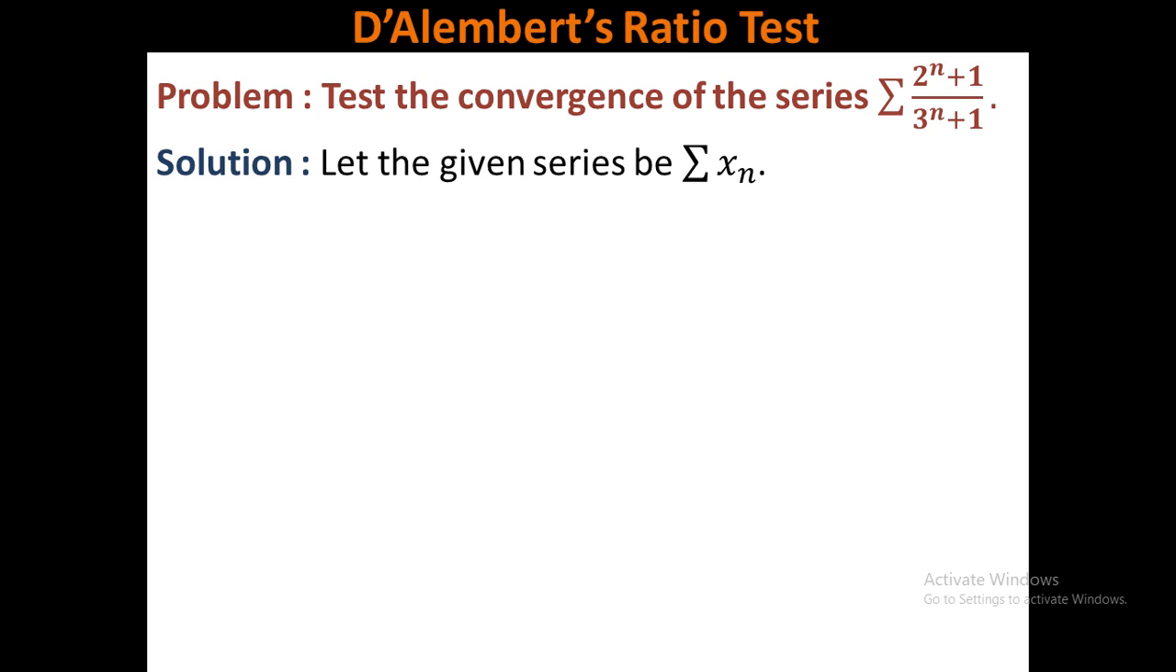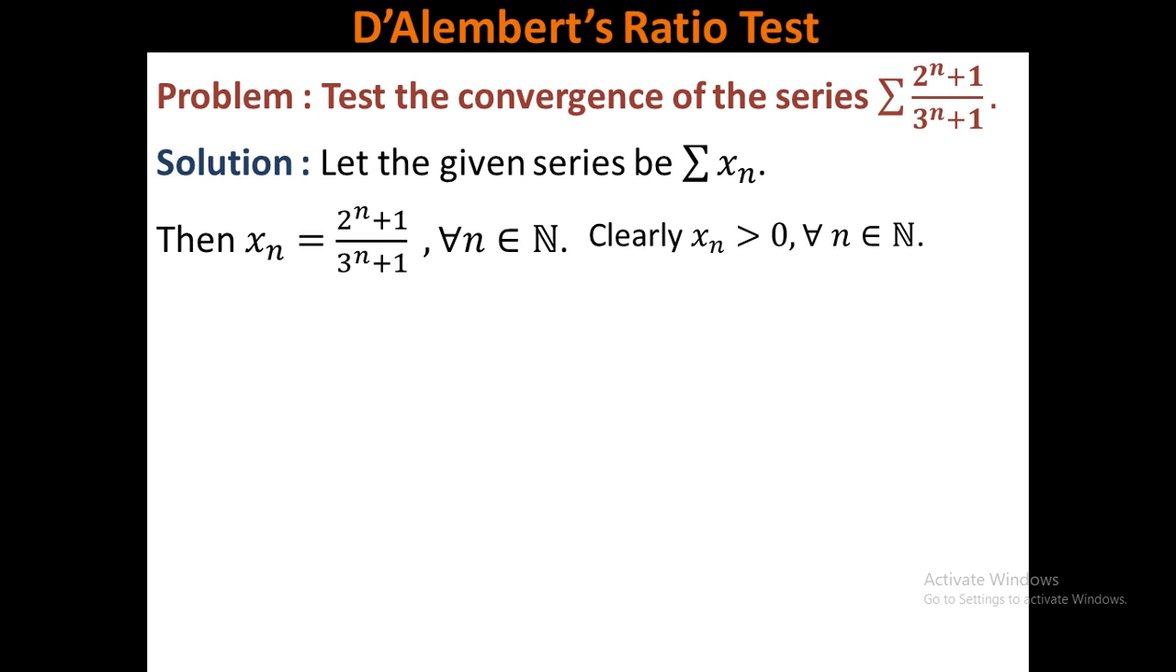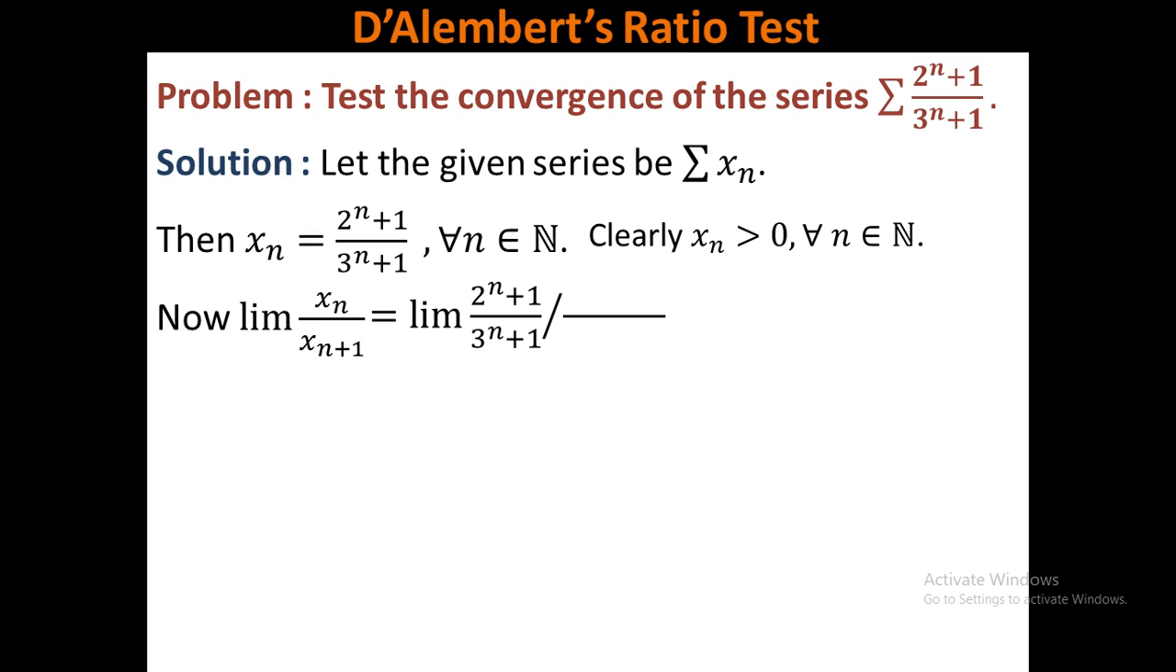Let the given series be xn, suppose. So here xn is 2 to the power n plus 1 upon 3 to the power n plus 1, for all n belonging to the natural numbers. Clearly xn is strictly greater than 0, that is, the series is a series of positive terms. Now we have to calculate the limit of xn upon xn plus 1. Here xn is 2 to the power n upon 3 to the power n plus 1. Xn plus 1 will be, you just have to put n plus 1 in place of n. So here 2 to the power n plus 1 divided by 3 to the power n plus 1 plus 1.